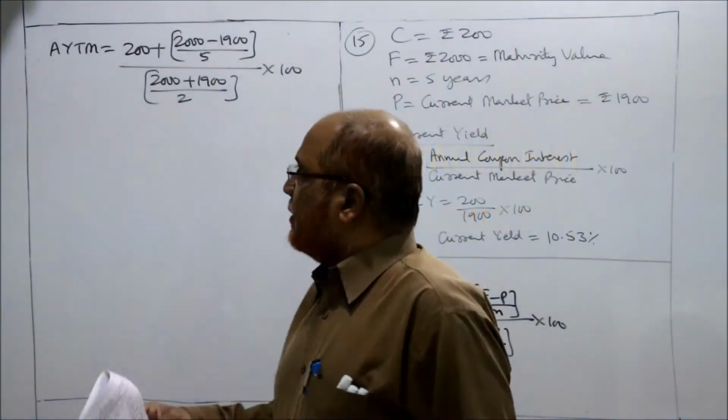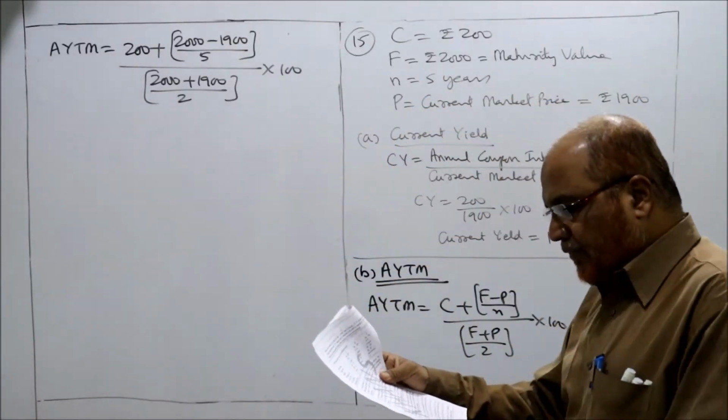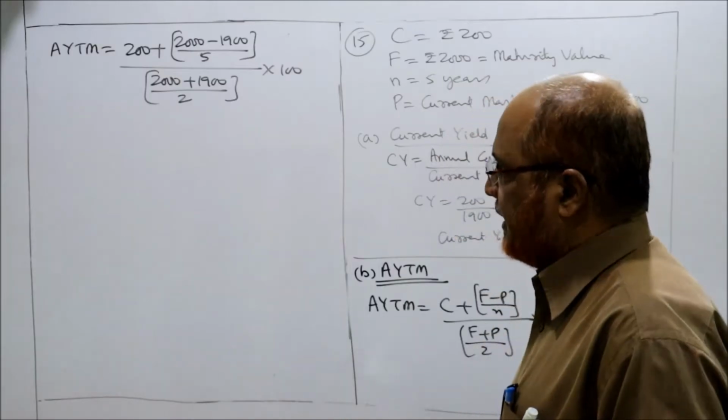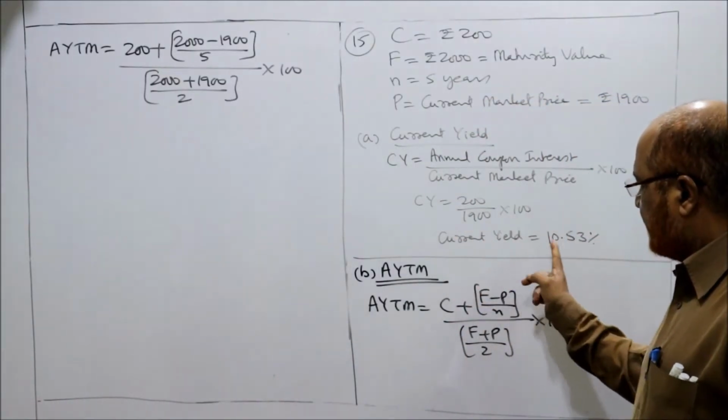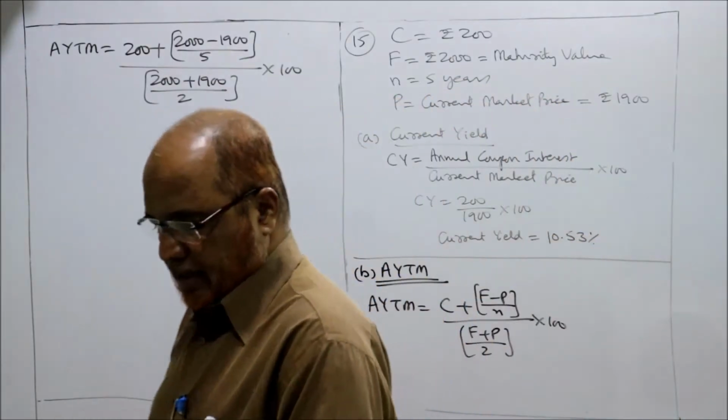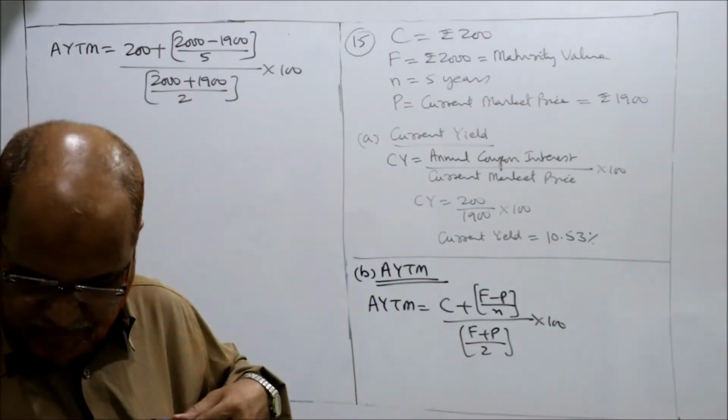So we were doing problem number 15. In the 15th problem, we are required to calculate the current yield and its yield to maturity. So current yield we have calculated as 10.53%. Then AYTM we have to calculate. This is the 15th problem.